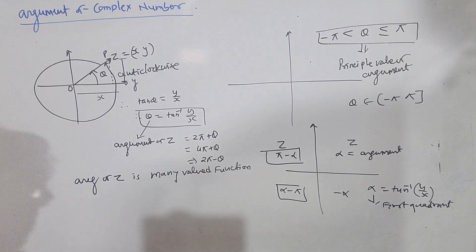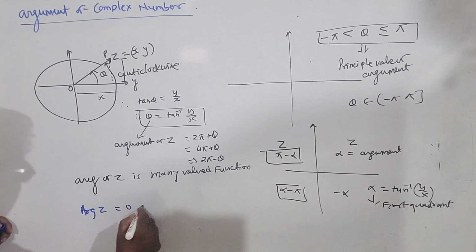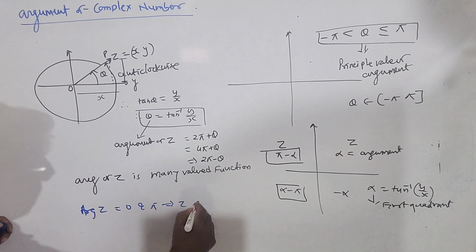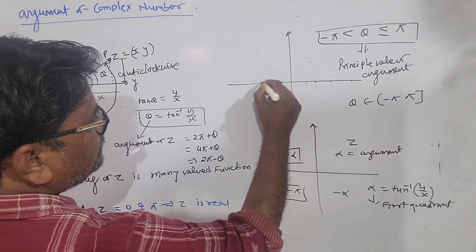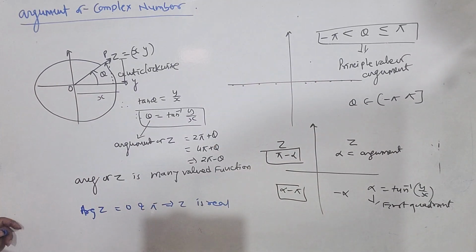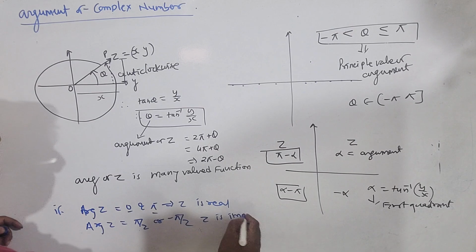But when argument of z is 0 or pi, it means that z is real. If z is lying over here and here, then their argument will be either 0 or pi. And if argument of z is pi by 2 or minus pi by 2, then z is imaginary.